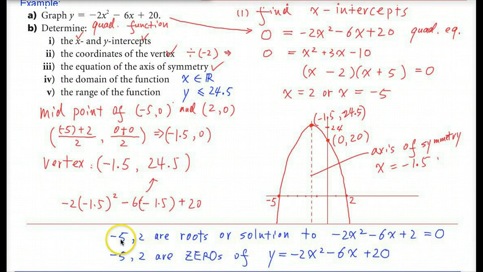Okay, and finally, just a note: -5 and 2 are the roots or solutions to this quadratic equation, but -5 and 2 are called zeros of this quadratic function. The big difference is that roots or solutions are in terms of the equation, and in this equation there's only one variable, which is x. Zeros are for a function, so we have two variables, x and y. So why are they called zeros? Because these are the two x values that make y equal 0.